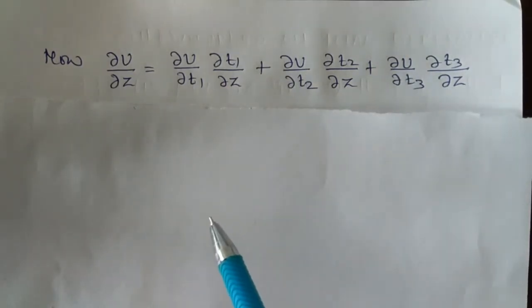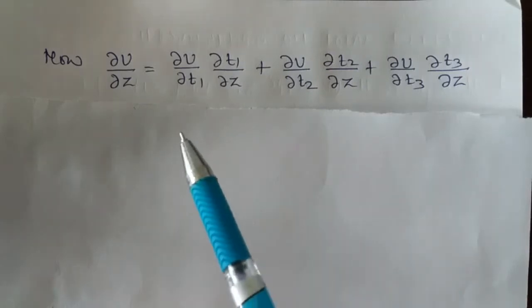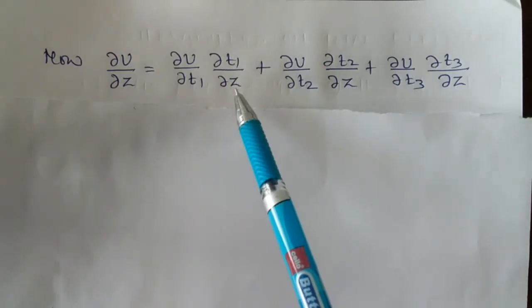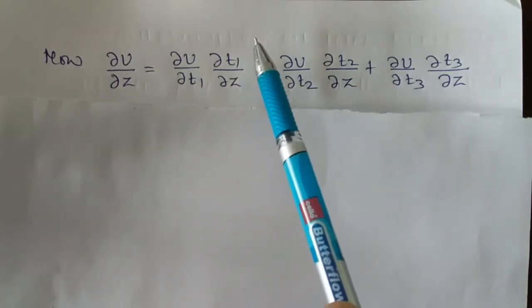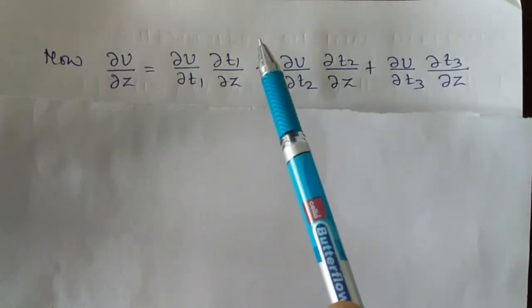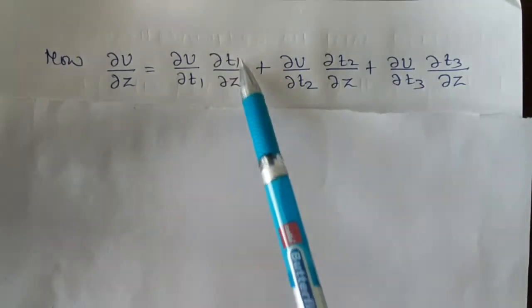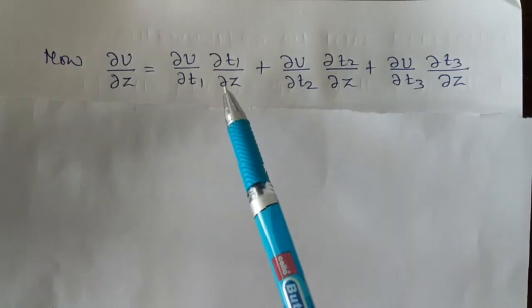Now t1 is what? t1 is y minus z. So the partial derivative of t1 with respect to z is: y gives 0, minus z gives 1. So 0 minus 1 is minus 1. So del t1 by del z gives minus 1.